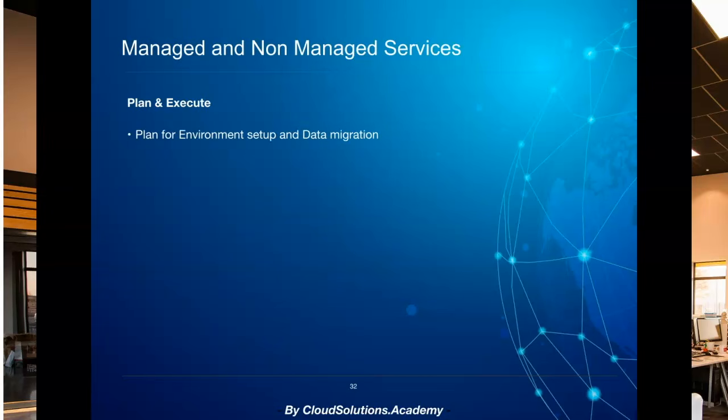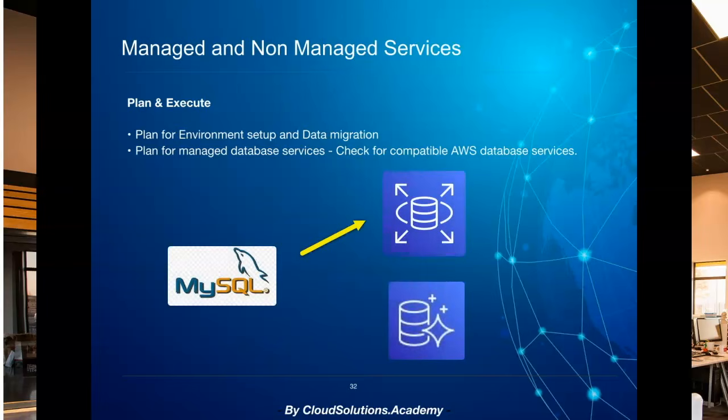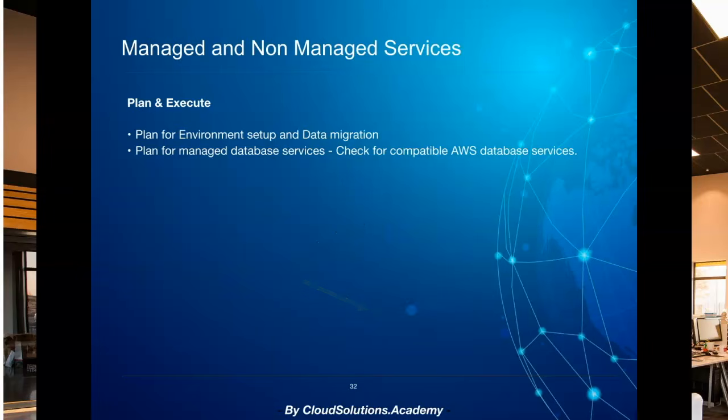For environment setup, you basically explore what AWS managed service you can use. For instance, if your application is using MySQL, you have a choice of using AWS RDS managed MySQL service or maybe Aurora DB, which is compatible with MySQL. For non-managed or any database service which cannot be migrated, you basically need to set up the appropriate environment in AWS and basically rewrite or look at alternatives to migrate the application which uses the database.